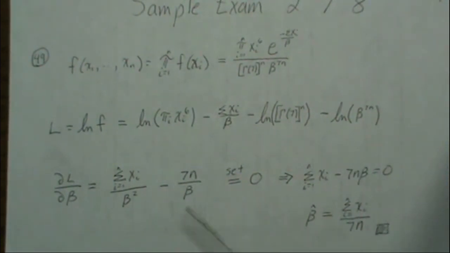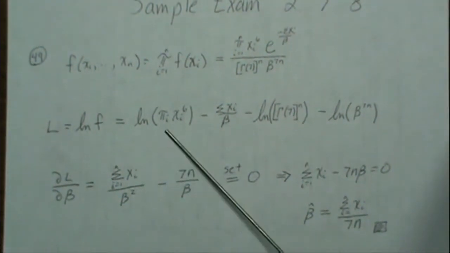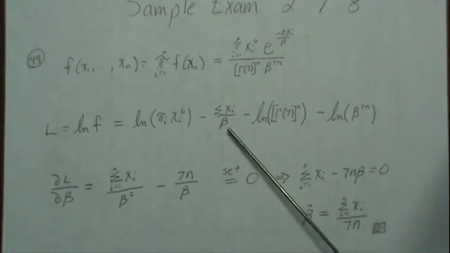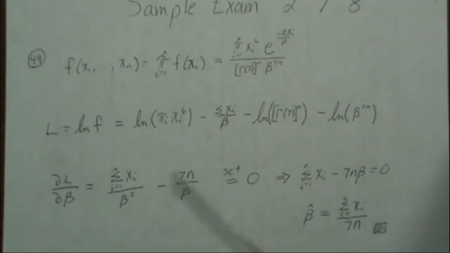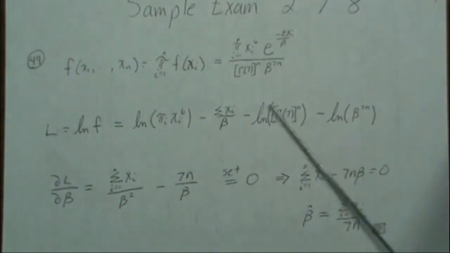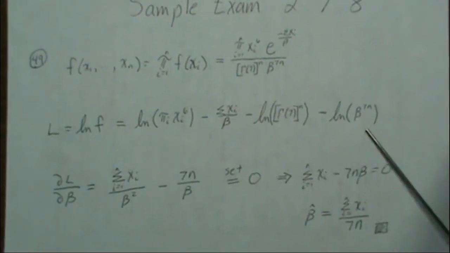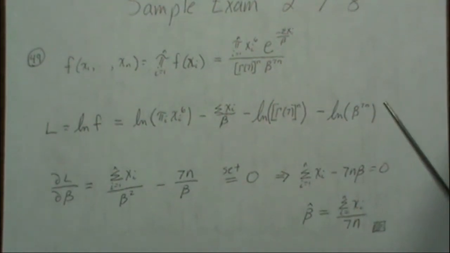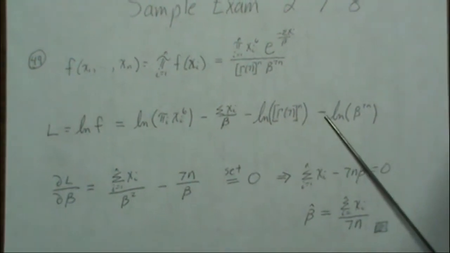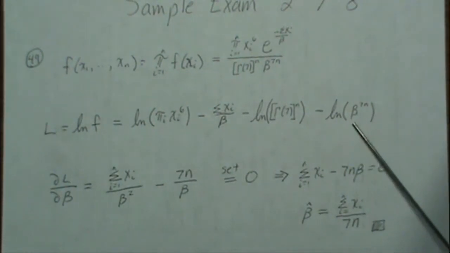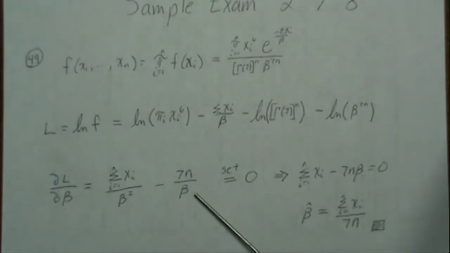And when we take the partial of L with respect to beta, this is a constant, so it drops out. And this is beta. When you take the derivative of this with respect to beta, you get this, the sum of xi over beta squared. This one is a constant. There's no beta there. So here, the 7n is to a power, which can be taken out front. And so we're taking the derivative of 7n times log of beta. Well, that's 1 over beta, and 7n are constants.